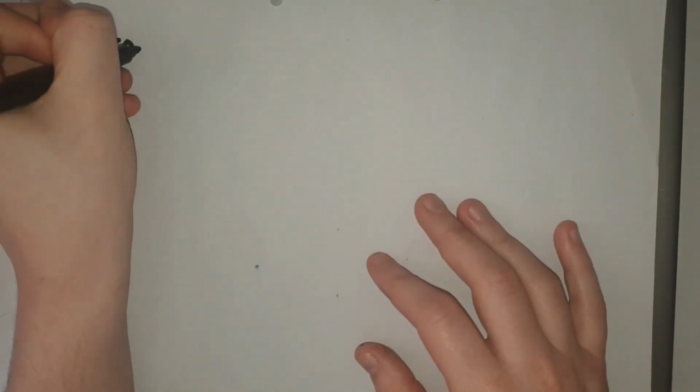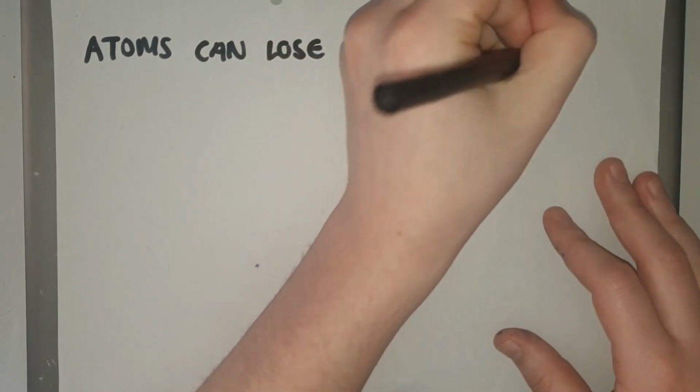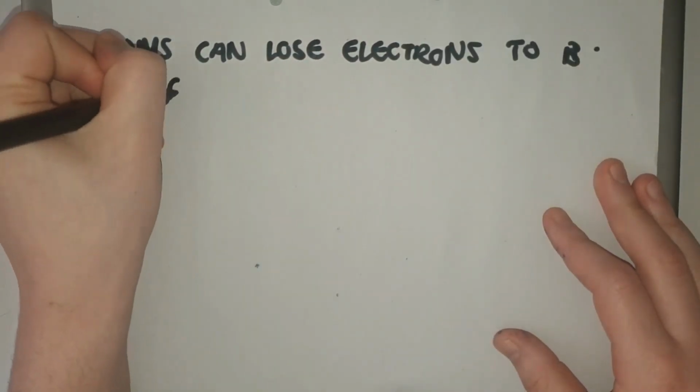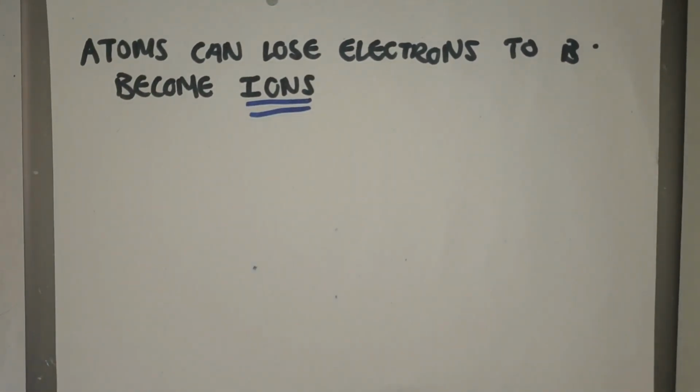An atom can absorb energy. This is either from particle collisions or absorbing electromagnetic radiation. If an atom gains enough energy, it will lose an electron, and this is called ionization. When an atom has lost an electron, it will become an ion.